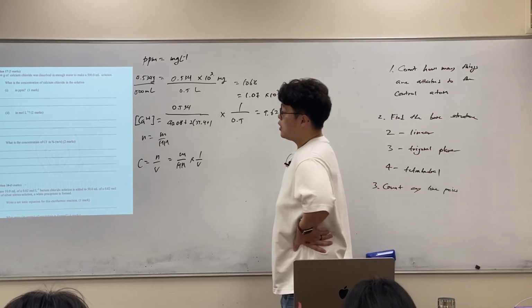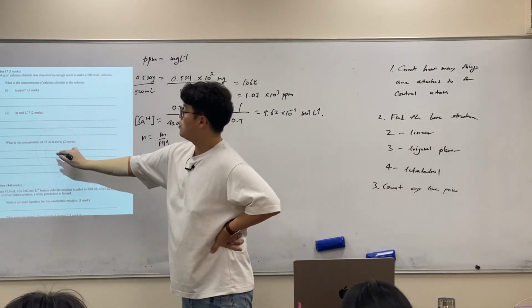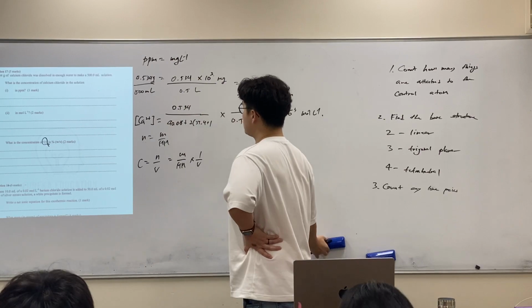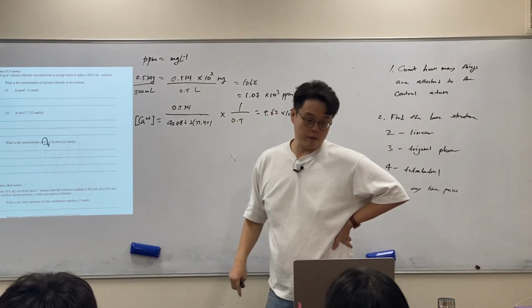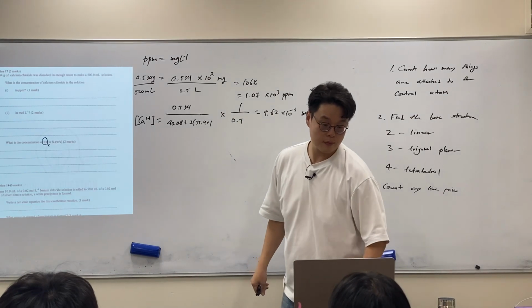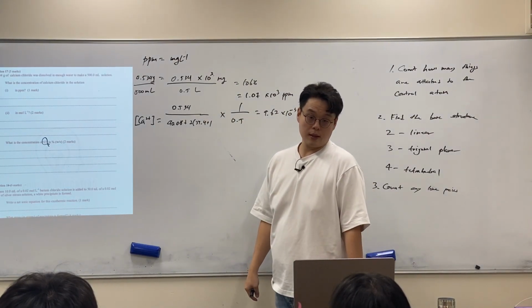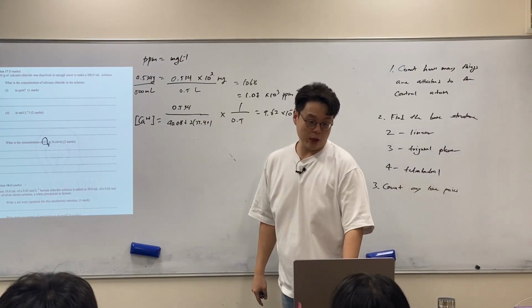B, what is the concentration of chloride ions in percentage weight per volume? So what's the weight per volume, Songbin? Percentage weight per volume. How do you find the weight per volume?